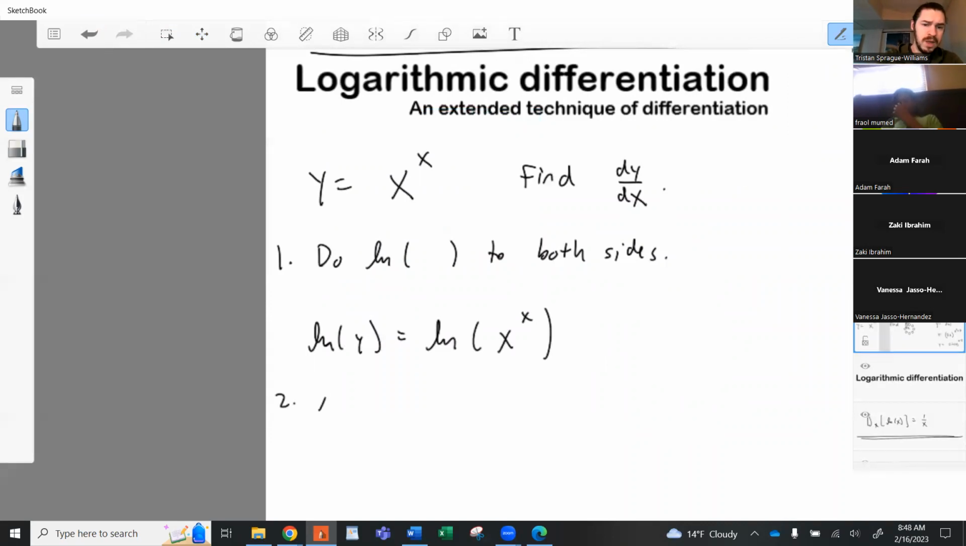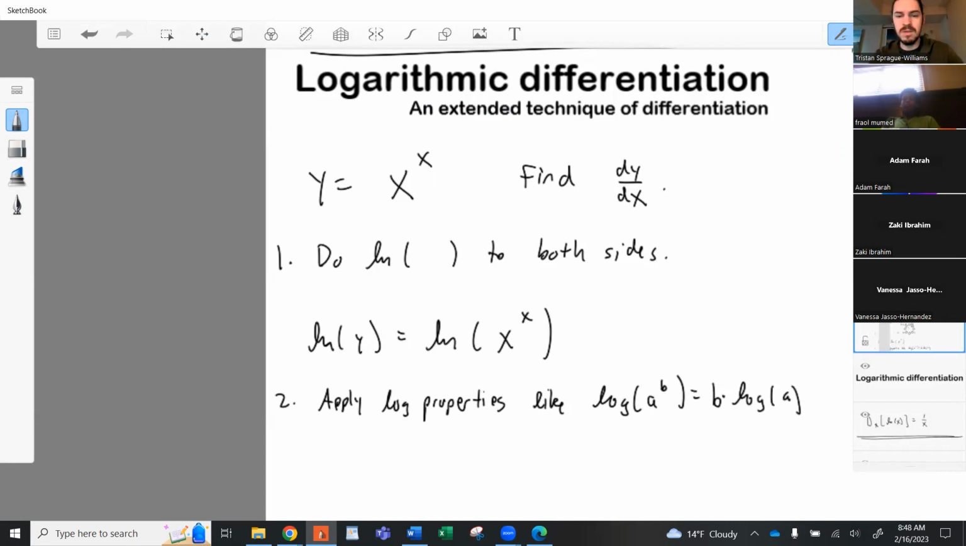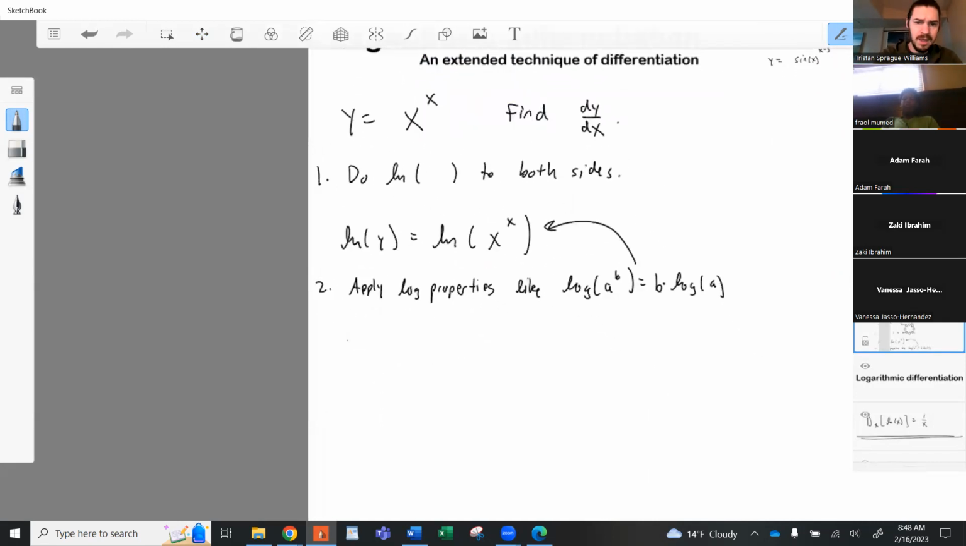And then we apply log properties, for example, log of a to the power b equals b times log a. That's the one we're going to apply. That property can be applied right here. And what we get is natural log of y equals x times the natural log of x. Okay.